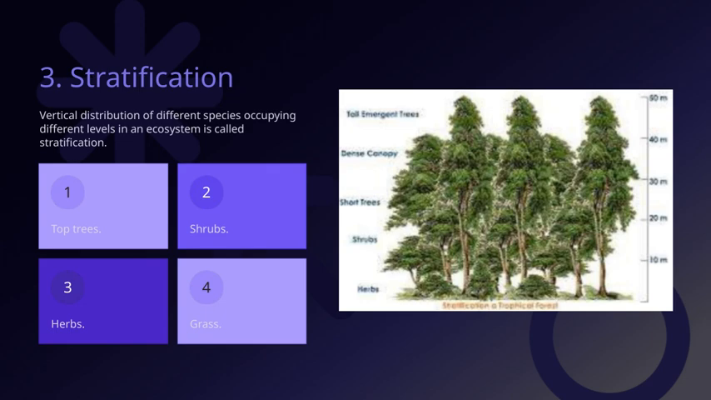It's a crucial concept because it helps us understand how ecosystems are structured and how different plants and animals coexist within these layers. Recognizing these layers allows us to appreciate the complexity and diversity of ecosystems and their importance in maintaining ecological balance.